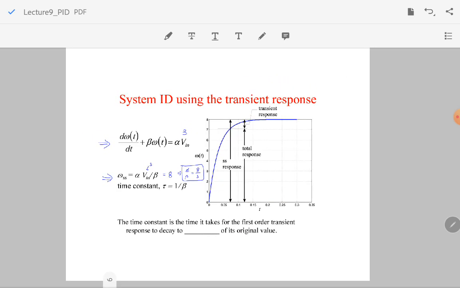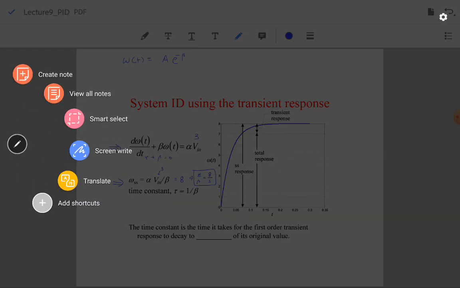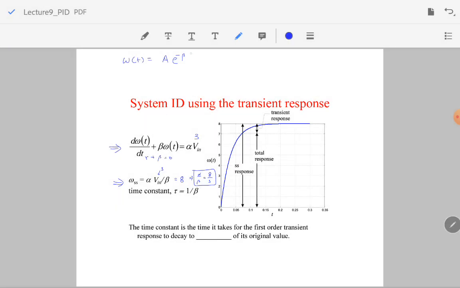So how does it work? I need a little bit of space. Omega(t) has the following solution. We have a time constant, a characteristic root which is equal to negative beta. So you have some constant, let's call it A, times e to the minus beta t, plus your steady state solution, which is equal to alpha over beta times V_in.